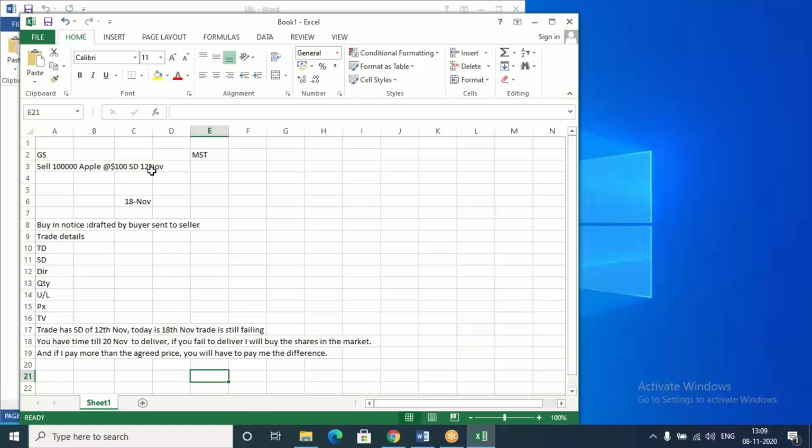Okay, trade was supposed to settle on 12th. Today is the 18th. You still haven't delivered. You have time till 20th of November. As of 20th, if you still don't deliver the shares to me, I'll go buy the shares in the market. Now, if I pay more than $100 per share, the difference you will have to pay to me. That is a buy-in notice. Is everyone clear with this?